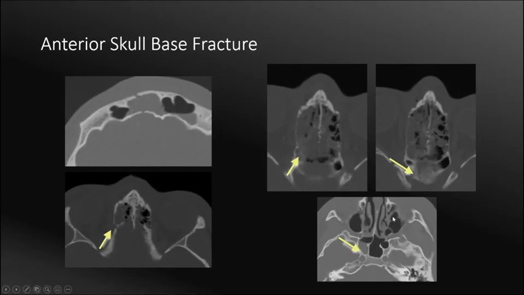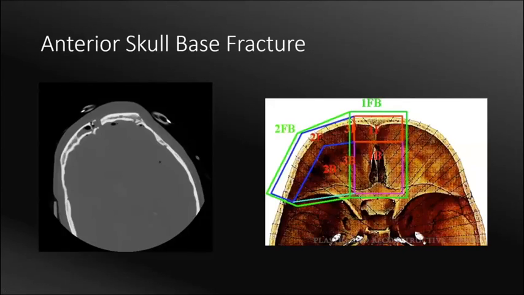Another important thing to note in this patient is potential vascular involvement. So you can see that the fracture line courses in close proximity to the anterior ethmoidal artery as well as the carotid canal as it extends towards the central skull base. This is a patient in whom you would want to suggest CT angiogram to rule out carotid injuries such as pseudoaneurysm formation. Here's another example of anterior skull base fracture.